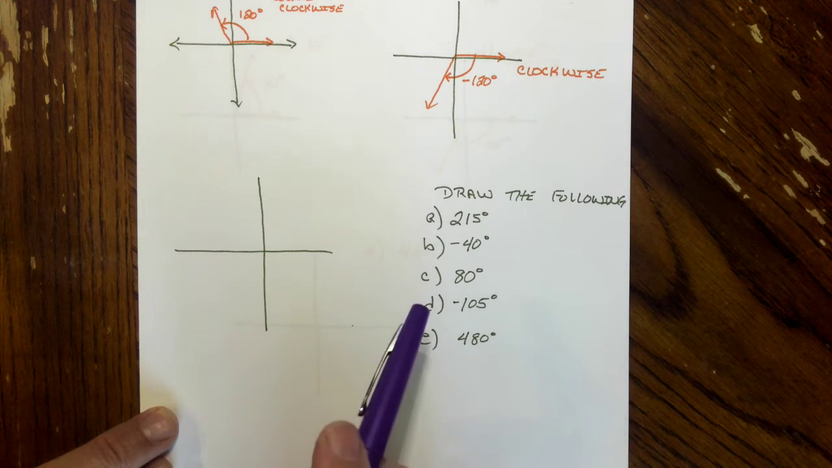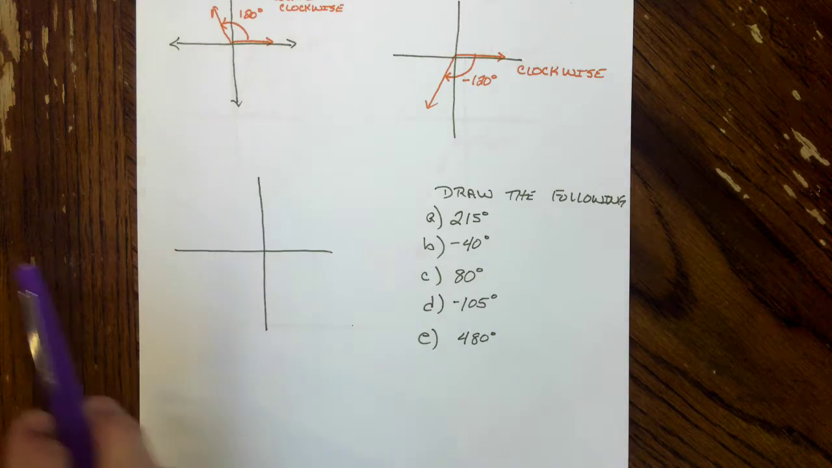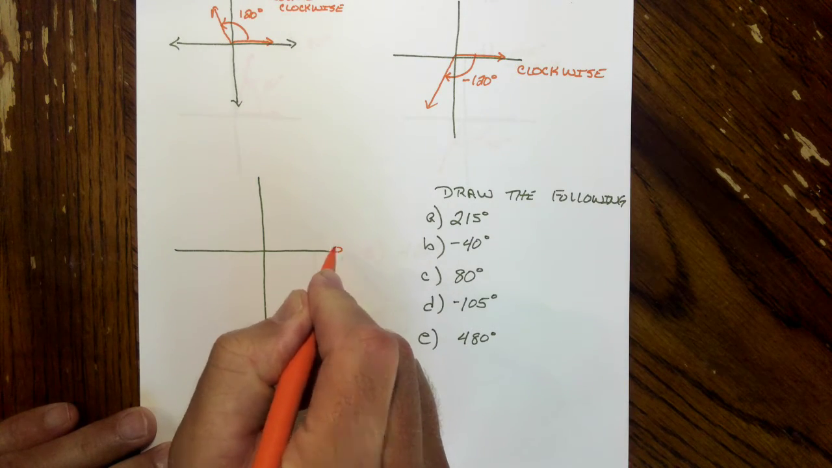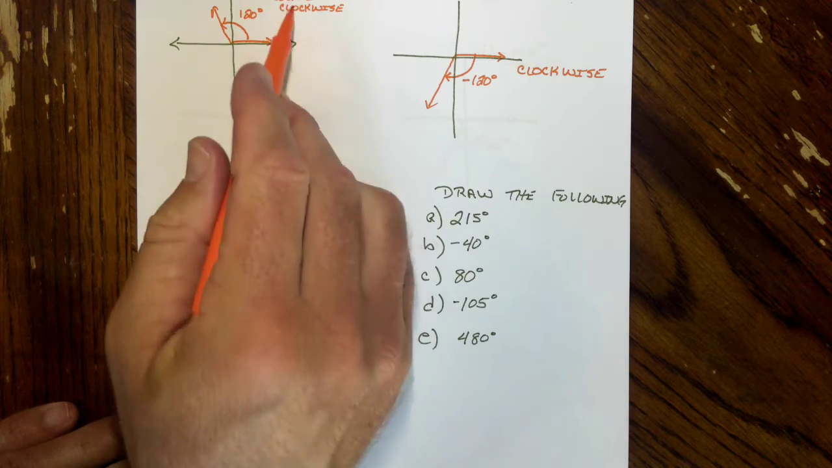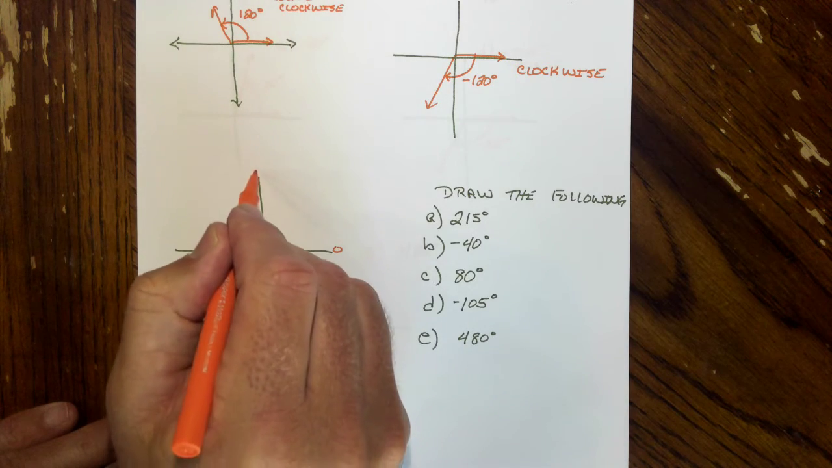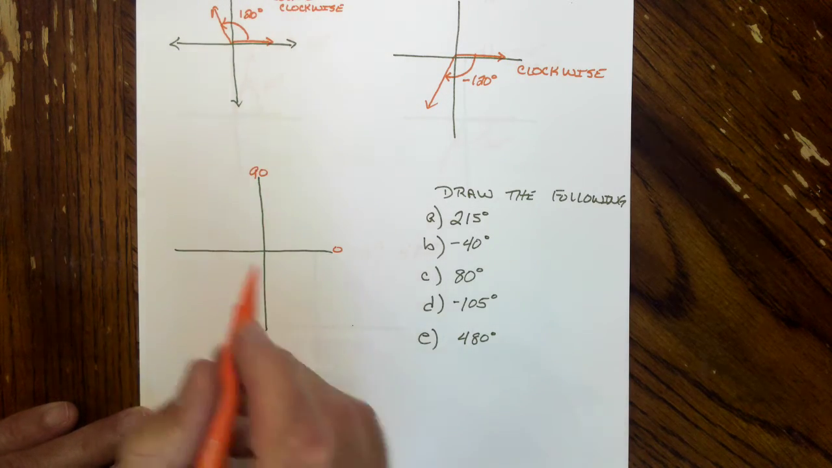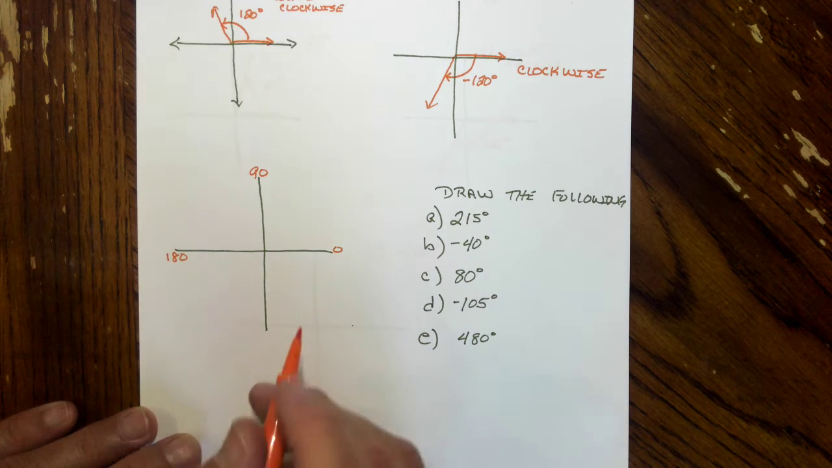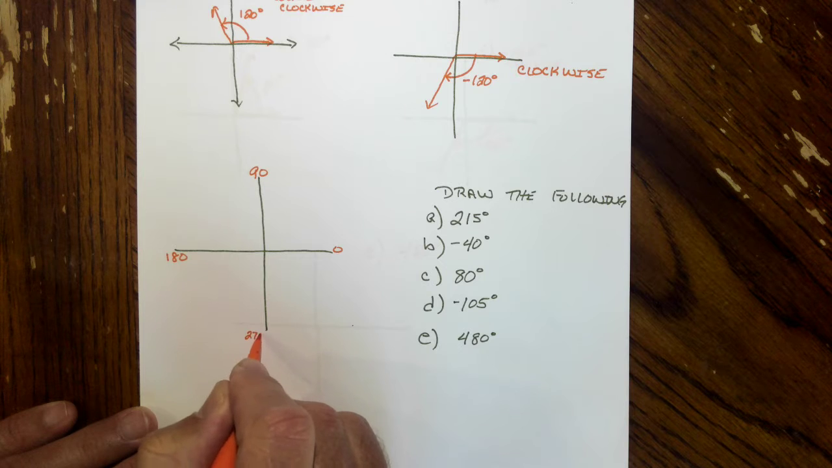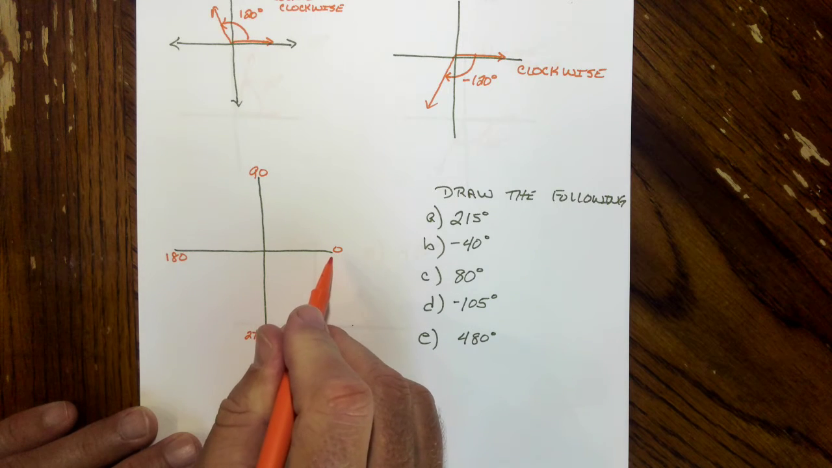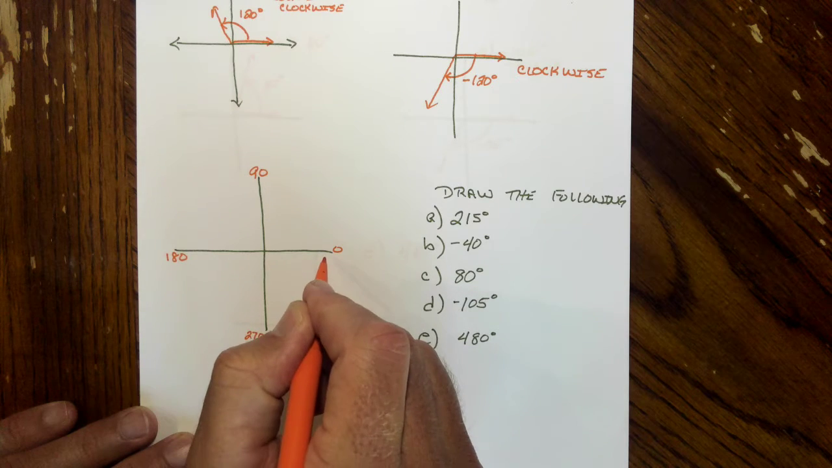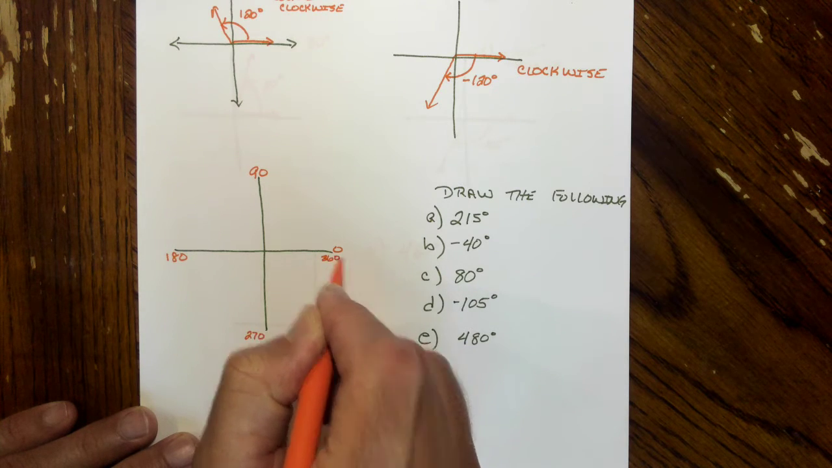Now remember this, please. When we talk here, this would be 0 degrees. If I'm going counterclockwise, 90, 180, 270, and then when I get back to here, it's not 0. I've gone a full circle, so it becomes 360.